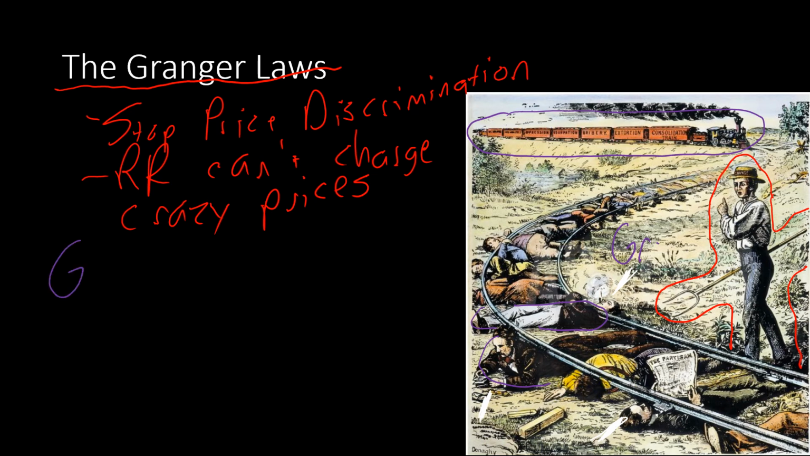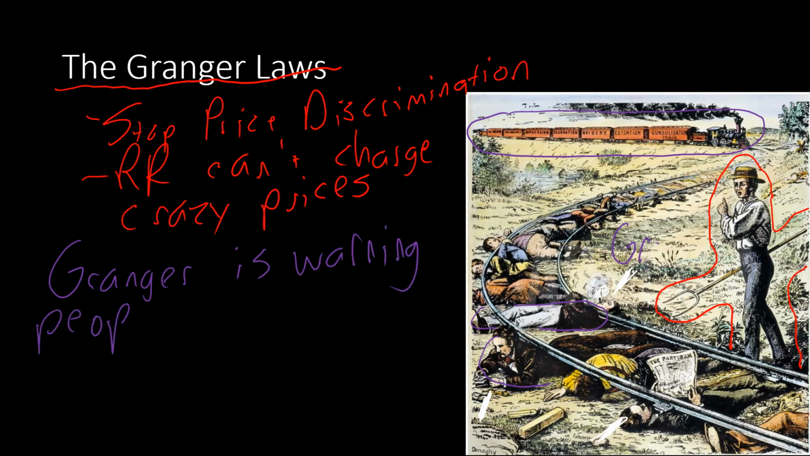So the Granger is warning the people. Now the big, important question here is what is he warning them about? What is the Granger trying to do? If you look at him, he's pointing at the railroad. On the railroad cars, you can't really see them that well because they're small, but there are different things written on each car. For instance, that one says bribery, this one says extortion, all these bad things the railroad is doing.